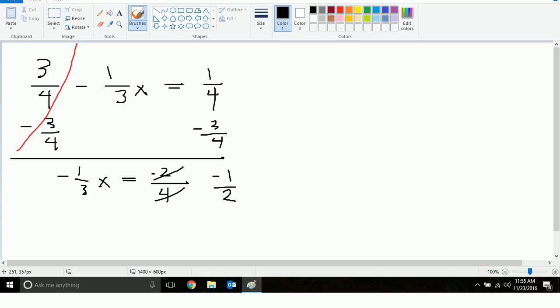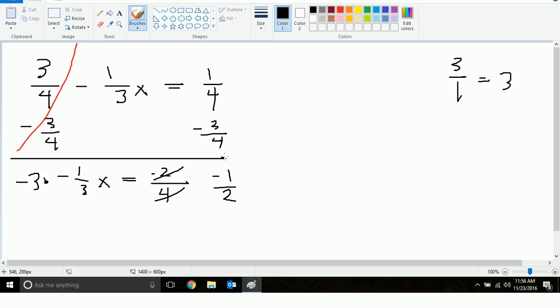We have a negative 1/3 over here. What's the reciprocal of negative 1/3? Well, it is a 3 over 1. Well, 3 over 1 is just 3. So we know we're going to multiply this times 3. But wait, this is negative. So if we want to multiply times a number that's going to make it a positive 1, it's going to have to be a negative 3. So the reciprocal of negative 1/3 is negative 3.